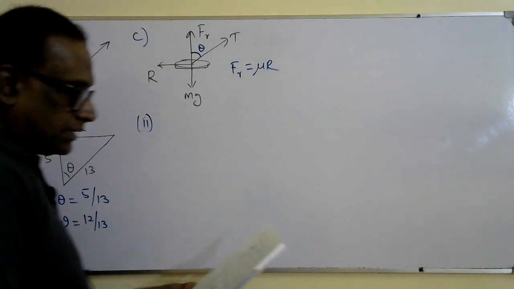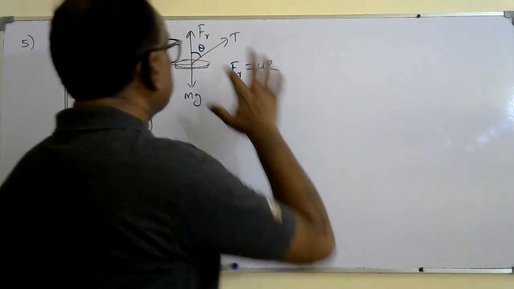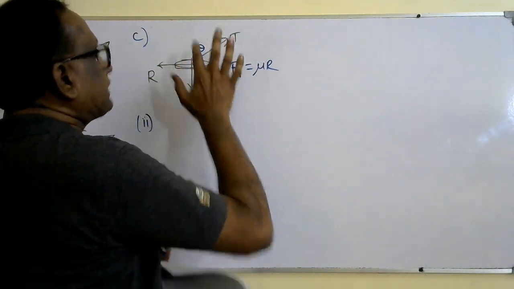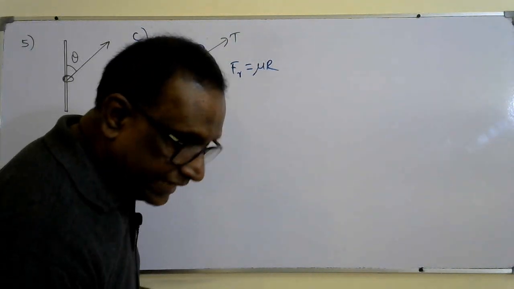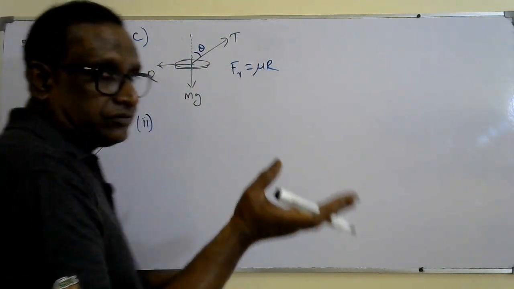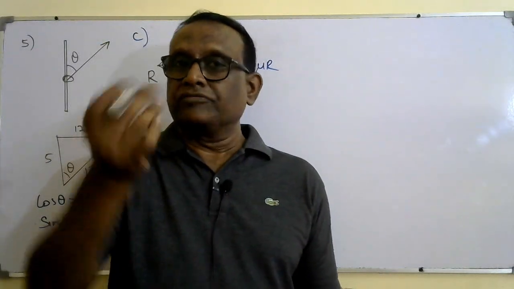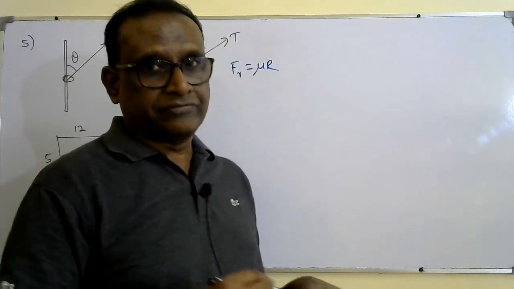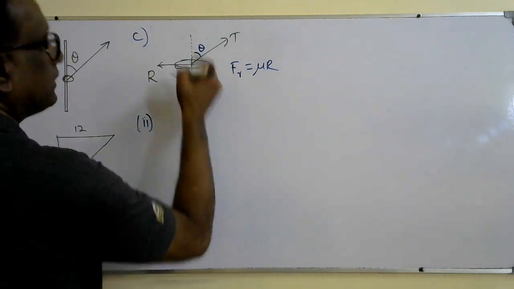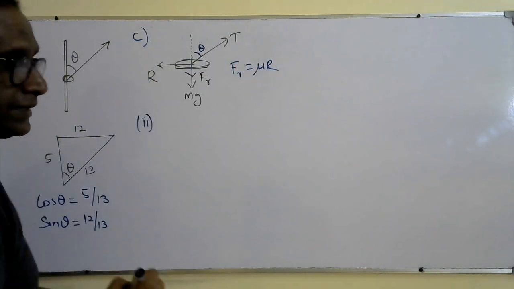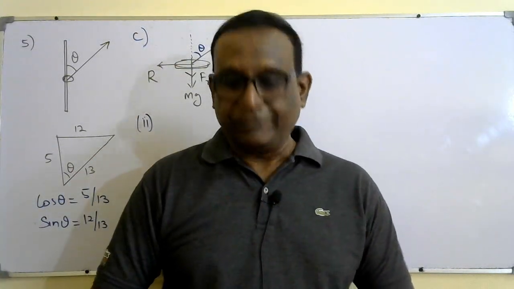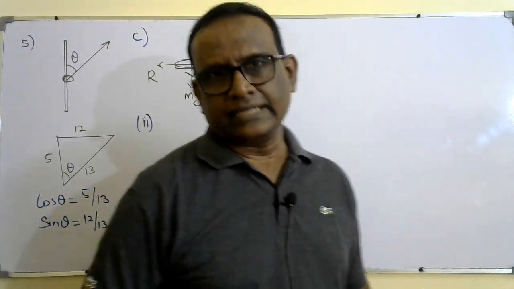Okay, C part, second part, maximum tension. So maximum tension means we are going to increase the tension. When we increase the tension on the string, there will be a point at which the ring will try to slip up. So the friction will be in the downward direction. The limiting friction will be downward. So the diagram is changed now. This is the maximum tension. I am keeping the maximum tension such that the ring is at equilibrium. So do it the same way, you will get the answer.